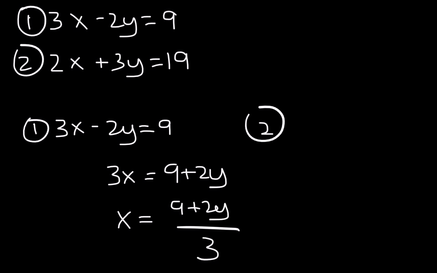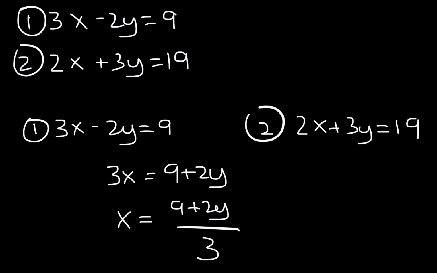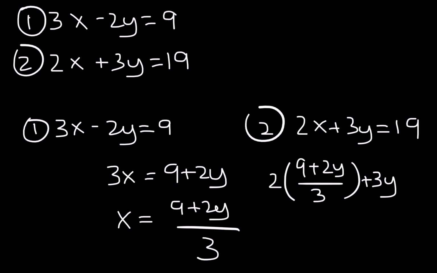And for equation 2, now that we know that x here is equal to that, we can once again just substitute that into this x. This x here is the same as this x, just like before. So what do we have? We have 2 times that x value, which is 9 plus 2y divided by 3, plus 3y. And this here is, again, still equal to 19.